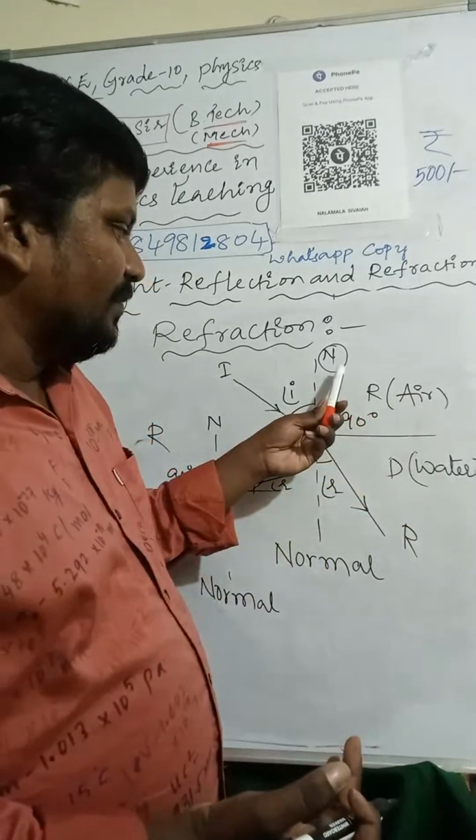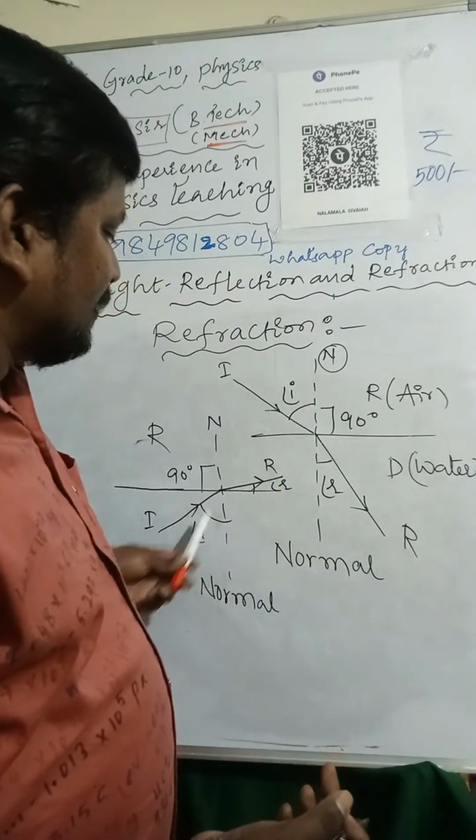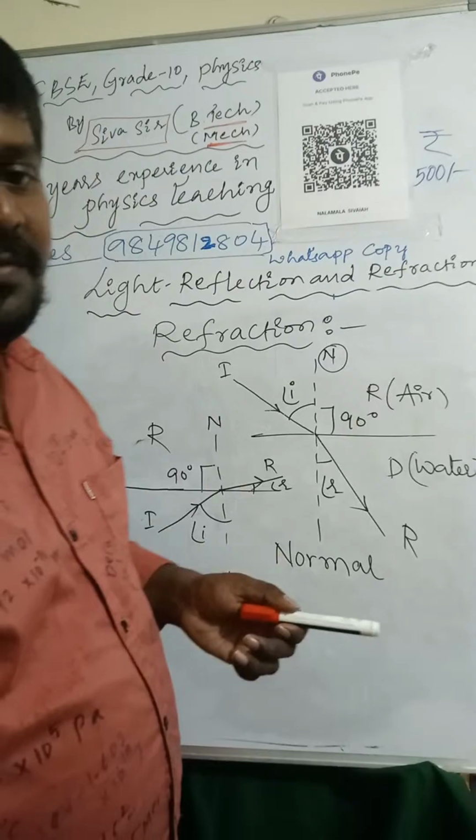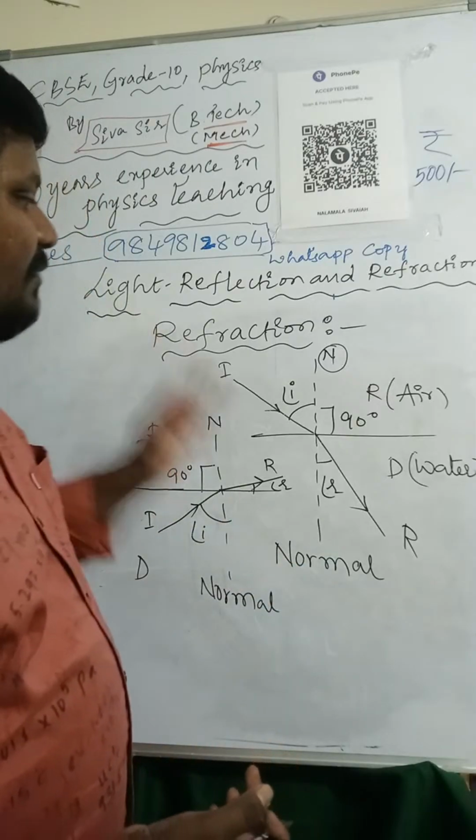If it is moving from rarer to denser medium, it bends towards the normal line. If it is moving from denser to rarer, it moves away from the normal line. Clear? Yes. So this is about refraction of light.